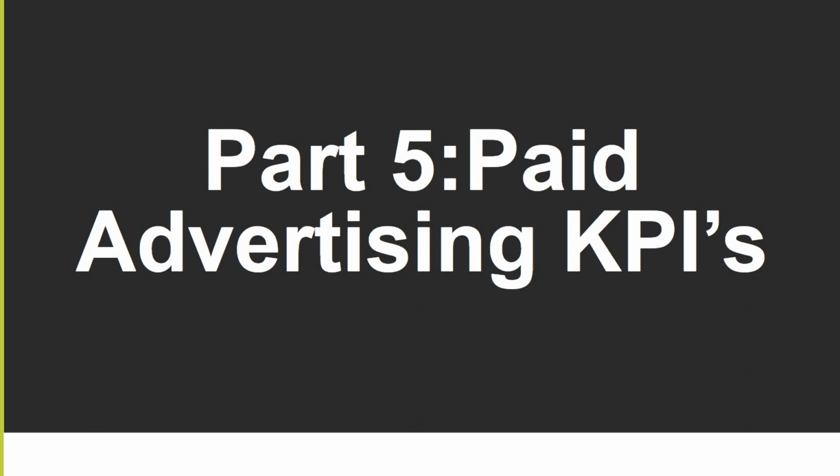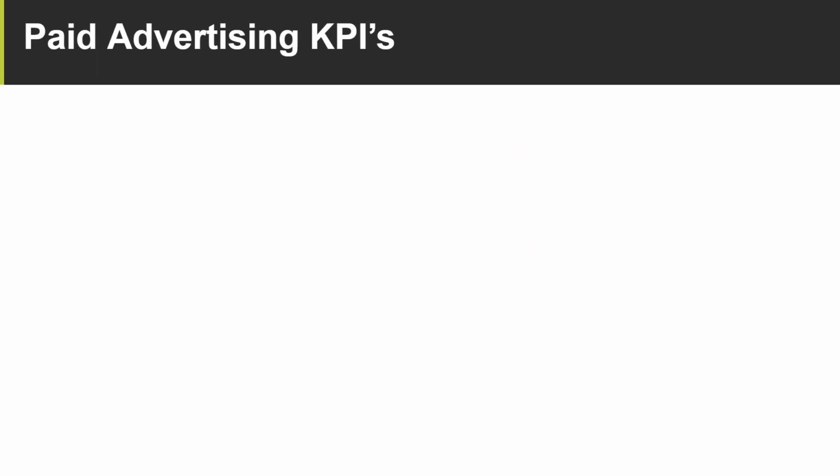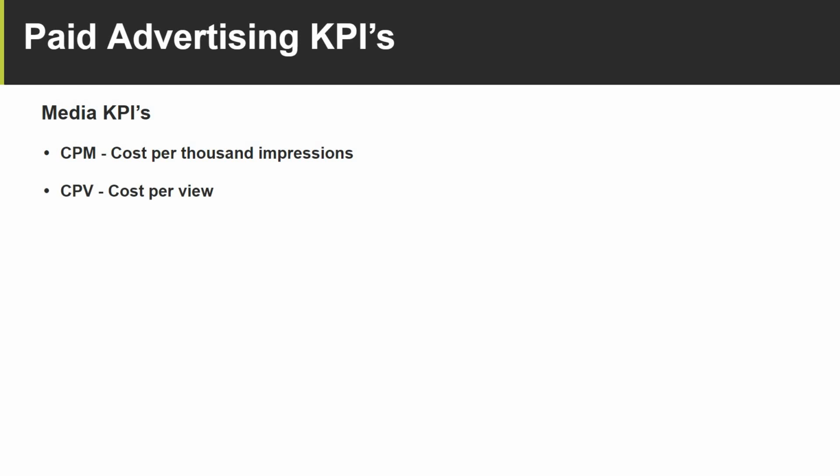So part 5, paid advertising KPIs. So media KPIs: cost per 1,000 impressions. So this is top of the funnel. Cost per view, click-through rate, the rate at which someone sees your ad and then clicks through on the ad. Cost per click is an important one. How much does it cost for someone to click on your ad?